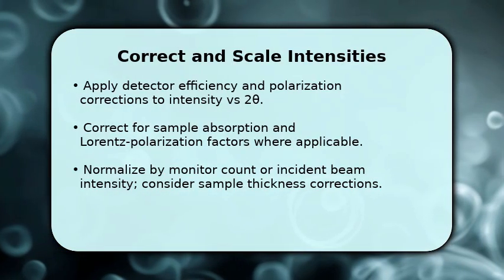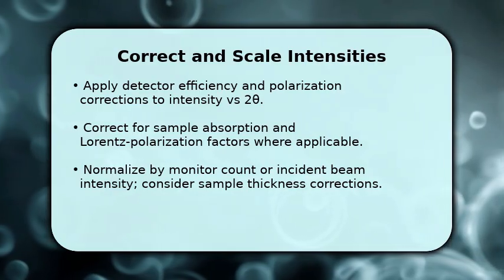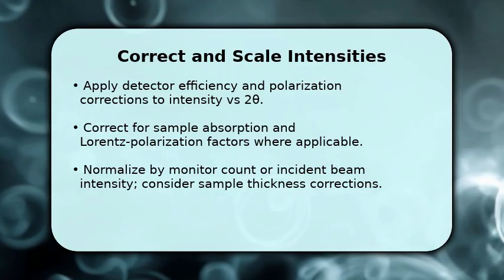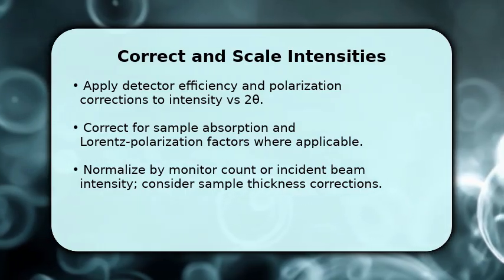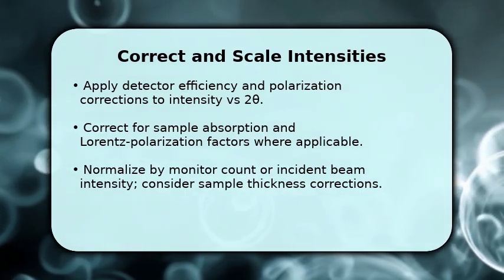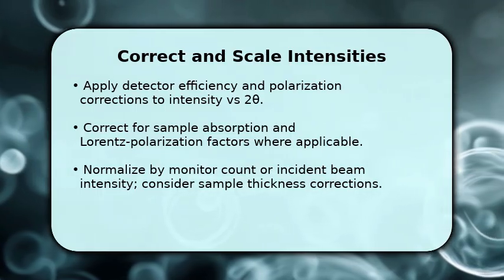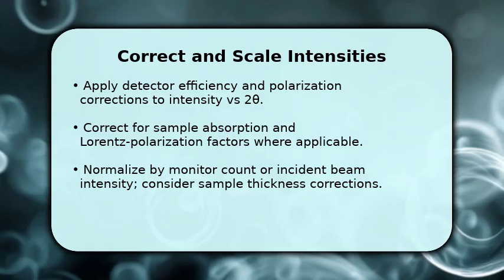Now perform physics-based corrections to make intensities comparable. Apply detector efficiency and polarization corrections because detector response and polarization alter relative peak heights. Then correct for geometric factors, Lorentz and sample absorption, since those change with angle and material density.